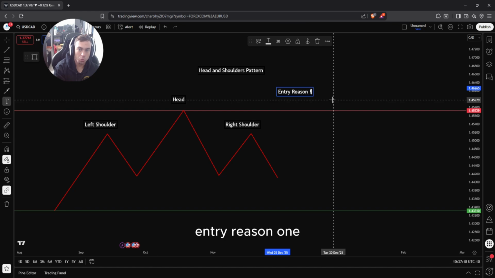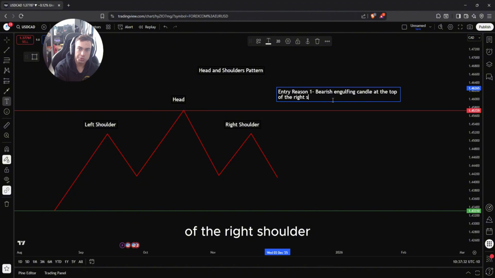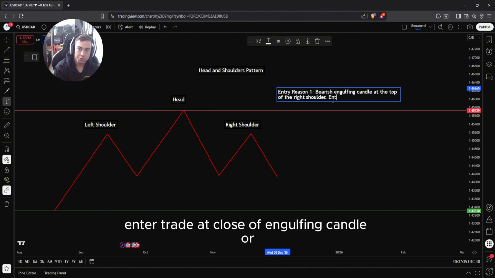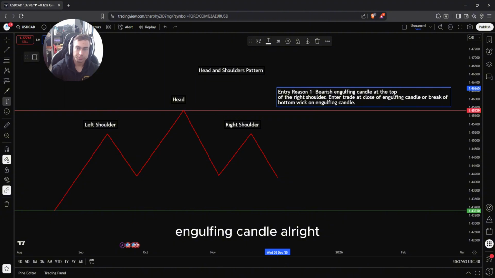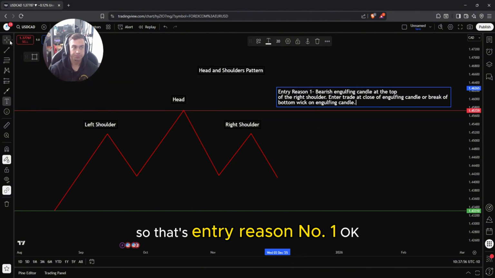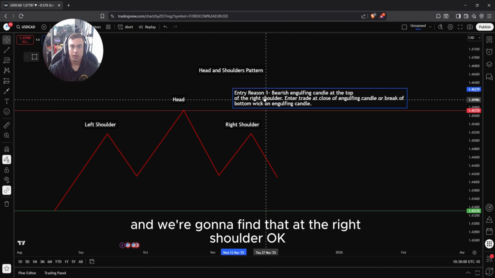Entry reason one. Bearish engulfing candle at the top of the right shoulder. Enter trade at close of engulfing candle or break of bottom wick on engulfing candle. All right, so that's entry reason number one. And we're going to find that at the right shoulder.